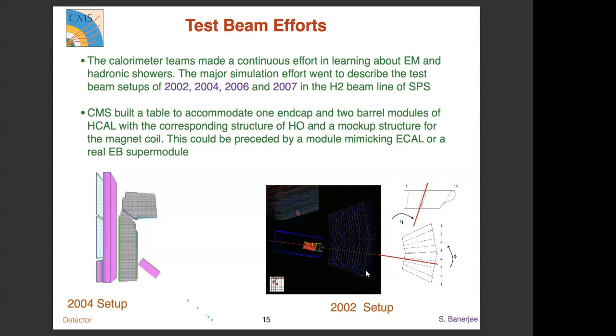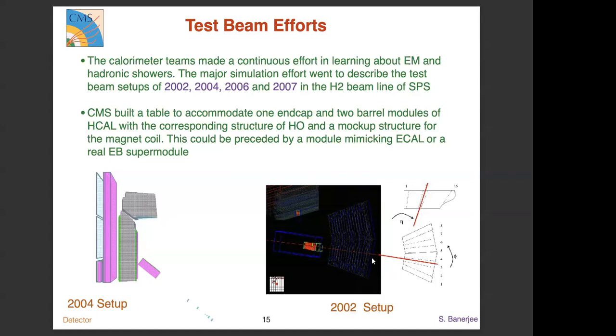And the main thing is that CMS built a table to accommodate one endcap, 2 barrel modules of HCAL, and a corresponding structure of HO, plus a mock-up structure for the magnetic coil on top of it. This could be preceded by a module mimicking ECAL or a real EB supermodule.